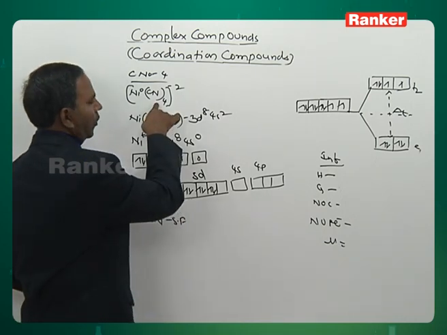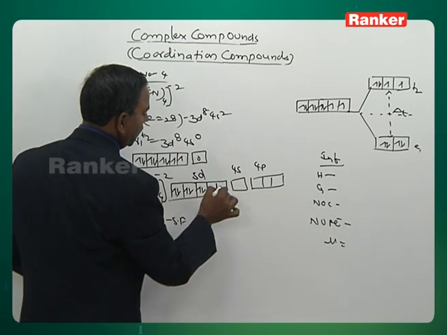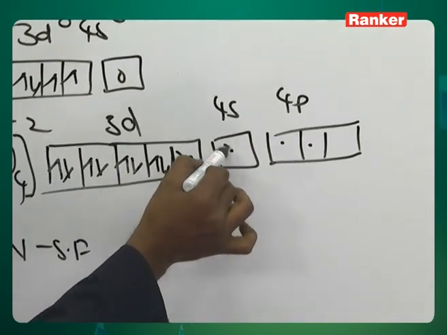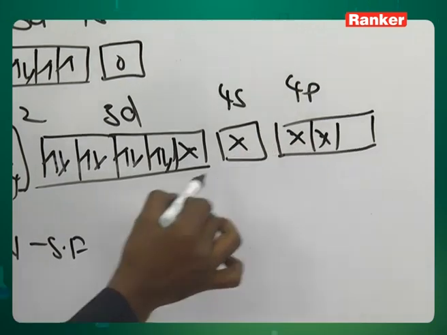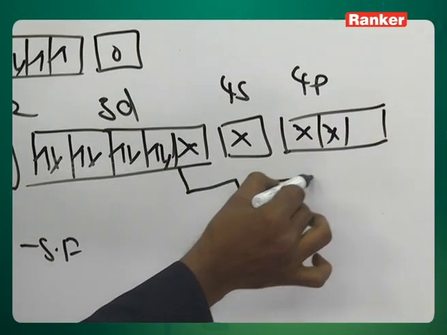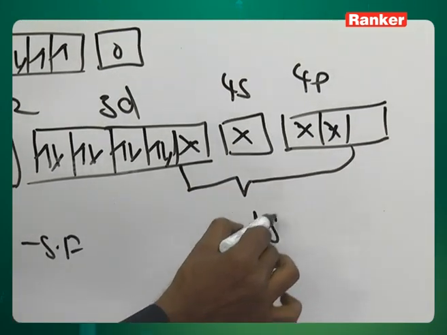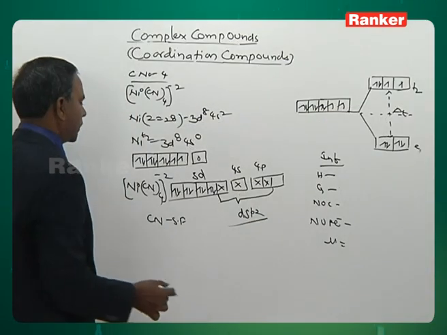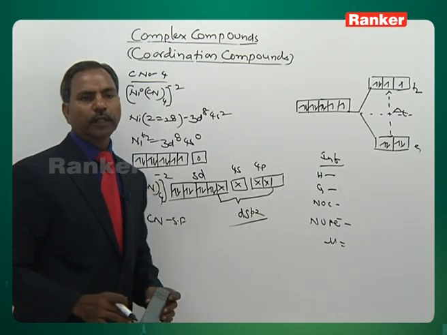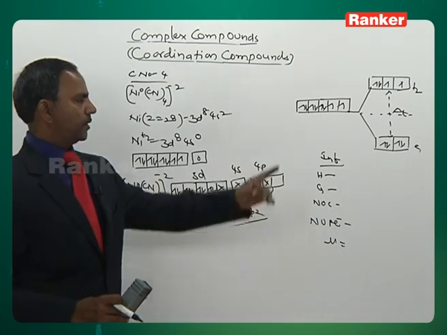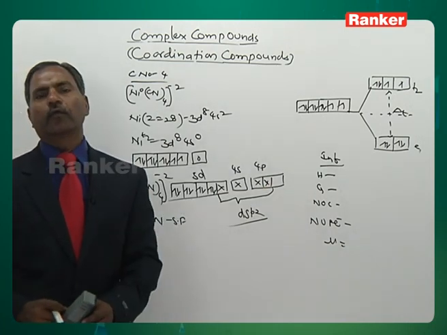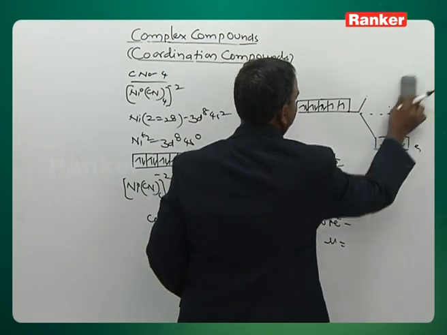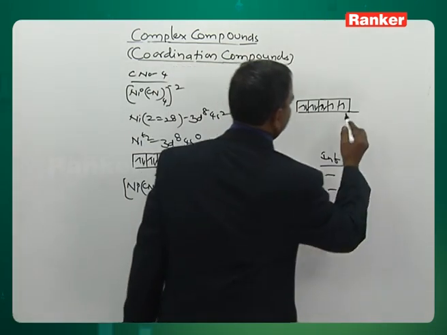But the coordination number is 4, so we require 4 orbitals: 1 2 3 4. See the hybridization, you are clearly understanding. Here it is dsp2 hybridization. In dsp2 hybridization, we know that it is a square planar complex. Let us see the square planar splitting of orbitals. I show it on the board. Look here, square planar splitting.